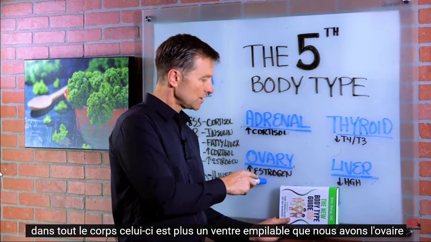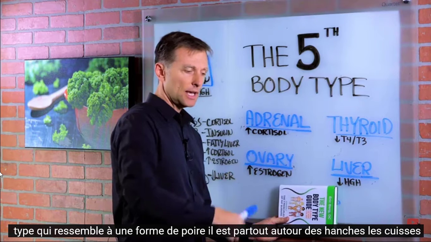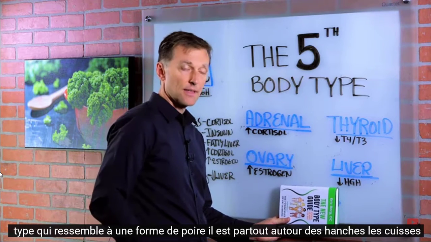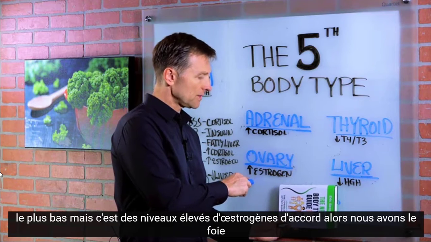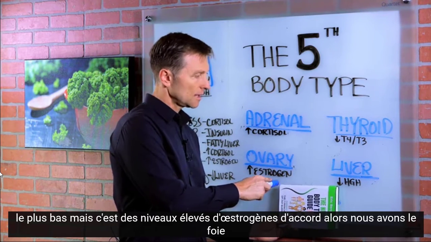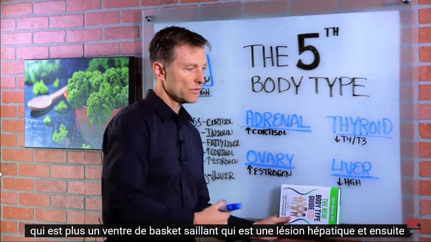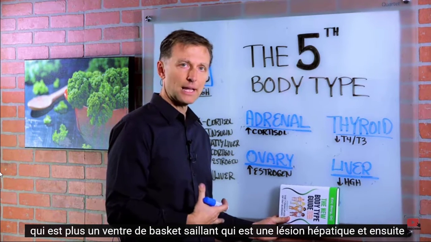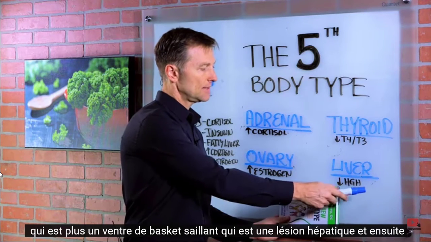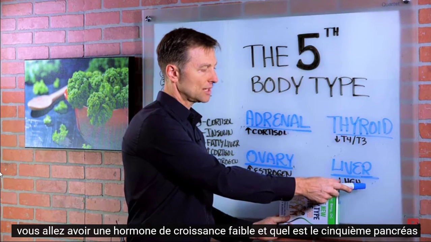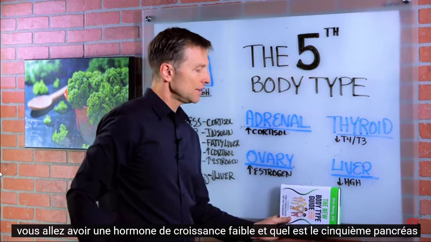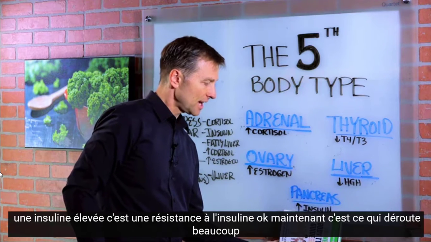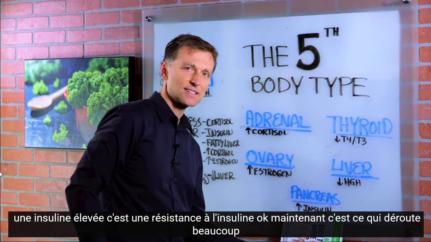Then we have the ovary type. That's like a pear shape. It's heavier around the hips, the thighs, the lower butt. That is high levels of estrogen. Okay, then we have the liver, which is more of a protruding basketball belly. That is liver damage, and then you're going to have low growth hormone. Okay. And what's the fifth? The pancreas, high insulin. That's insulin resistance.